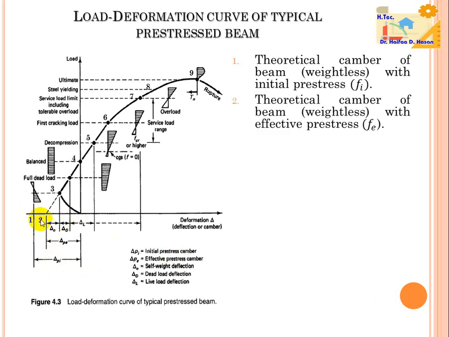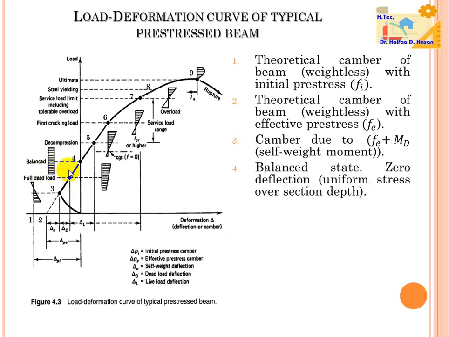In 2, the theoretical camber of the beam weightless, also with effective pre-stress, with delta pe the effective pre-stress camber. Number 3 here, camber due to effective pre-stress and self-weight moment. In 4 we can see the balance state, zero deflection, uniform stresses over the section depth.